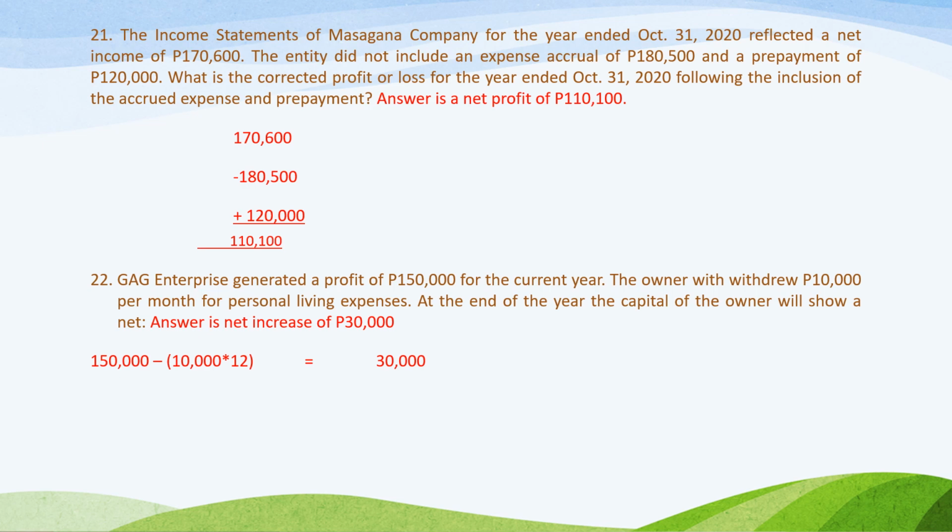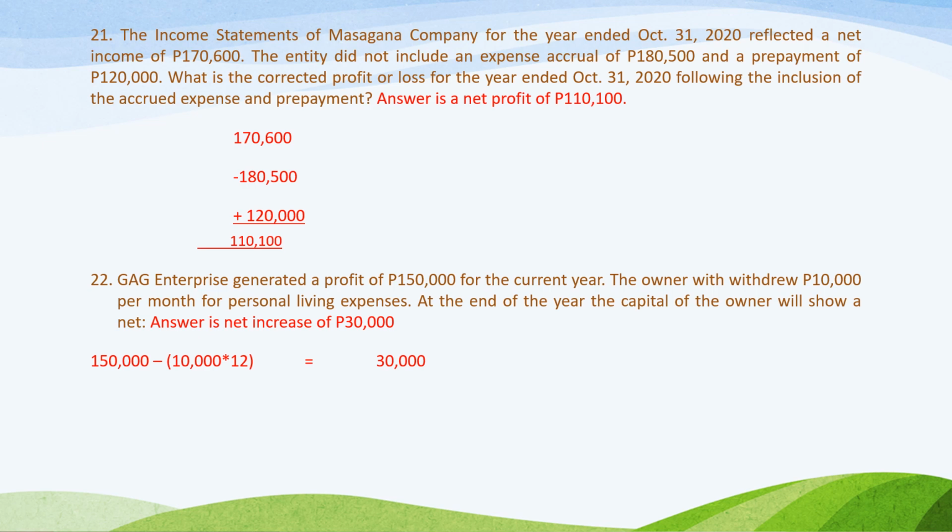overvalued or overstated. So since expense has been overstated, net profit was understated. So that's why we add to the net profit unadjusted 120,000. So 170,600 minus 180,500 plus 120,000 is equal to 110,100.